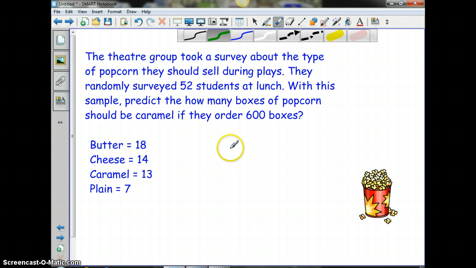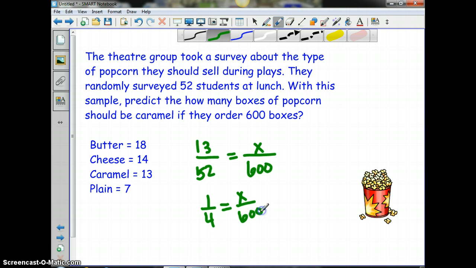Now there's several ways you can go about doing this. I like to set up a proportion, if you will. So if we said that 13 out of 52 students chose caramel, then what would it be out of 600? And you guys might find a different way to solve this, but this is how I would solve it. Now 13 over 52 should be 1 over 4, and it's x over 600.